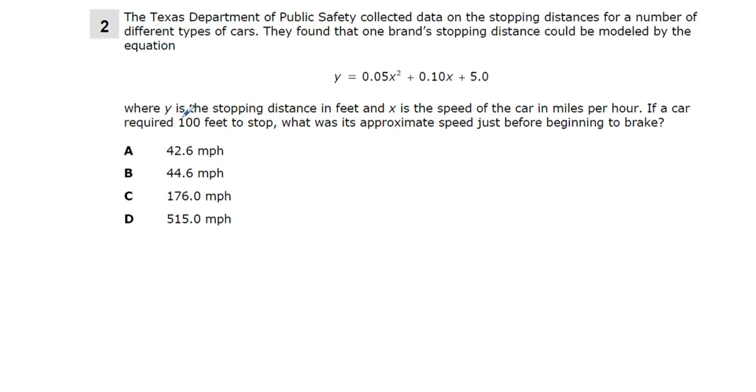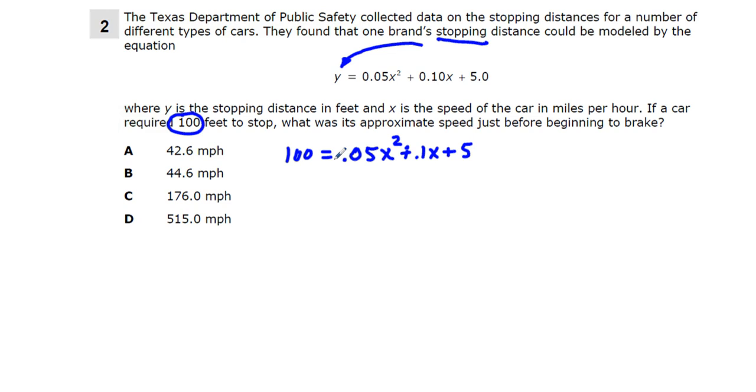Now, you have to be careful on this, because you say 100 feet to stop. Well, it says the stopping distance, and stopping distance is your y value. So your equation that works for this is 100 in place of y equals 0.05x squared plus 0.1x plus 5.